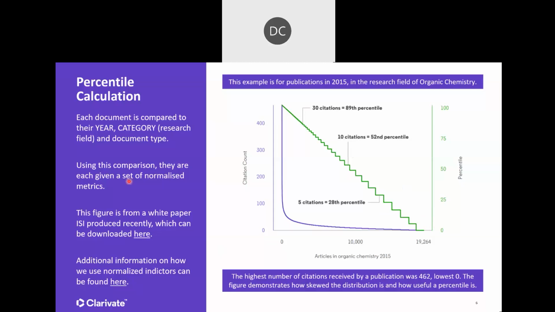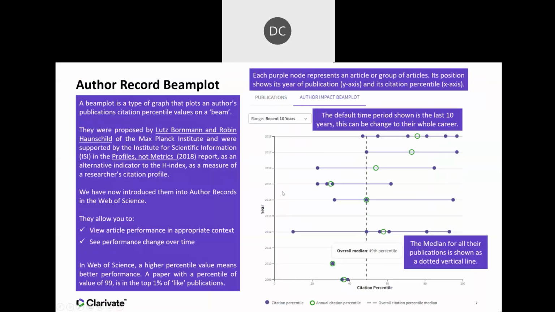If you need more details of how the percentiles are calculated and how to interpret this, there is a white paper that we have produced for this measurement. You can click here to view the white paper. The percentile associated to each document is plotted against the author record beam plot that we have on Web of Science. Later on, I'll be showing you how you can claim your own author profile on Web of Science. And within your own author profile, you will be able to see this beam plot.